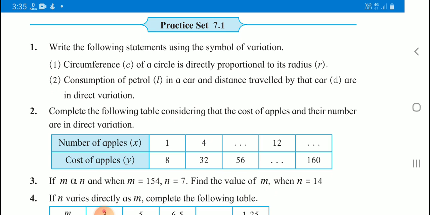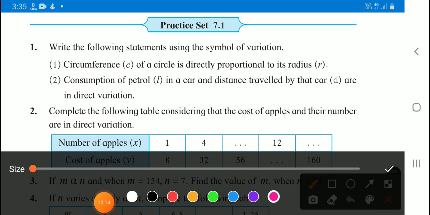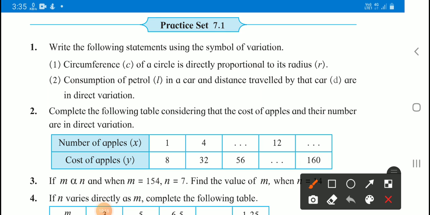From that, keep in mind, first you have to write. Okay, I will tell you how to write this. First, the given circumference C of a circle is directly proportional to R, so C, this sign, and R. Second, the consumption of petrol L in a car and the distance traveled by the car D are directly proportional, so L directly proportional to D. Then you have to complete the table.